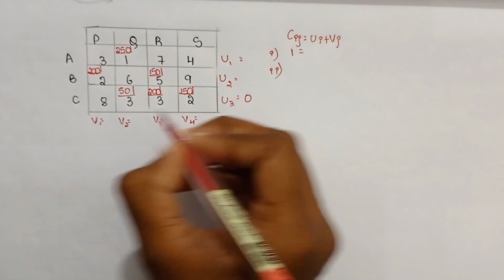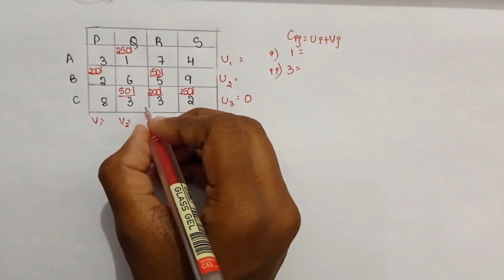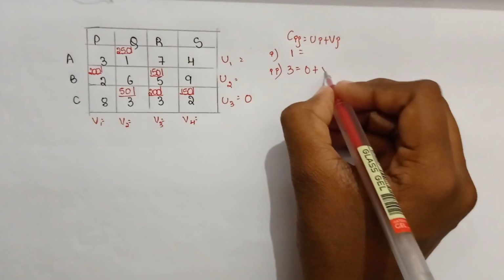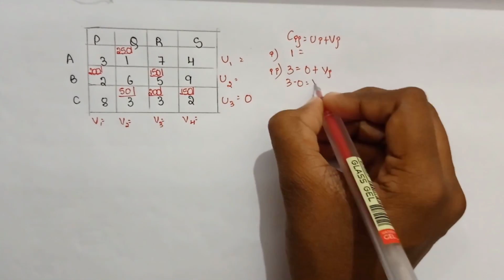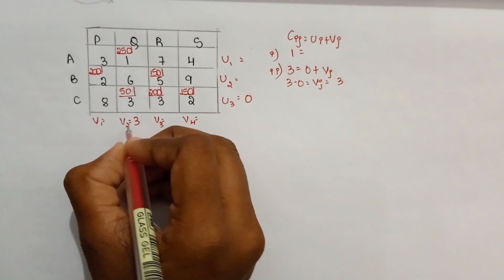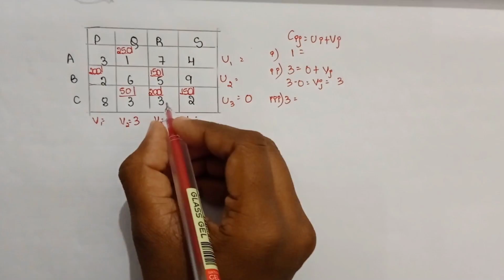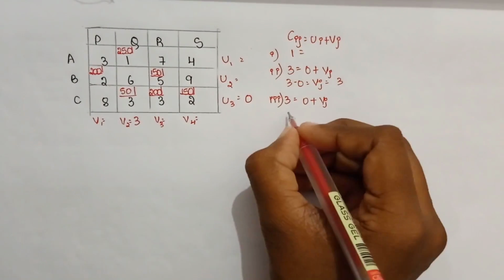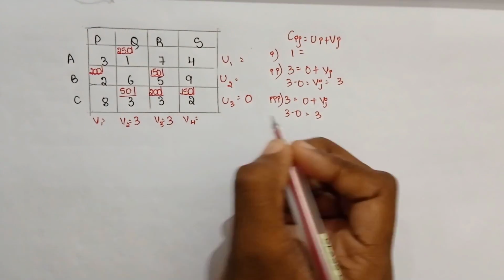In the third row, the first occupied cell is 3, so the Cij value is 3. 3 equals the u value for 3, which is 0, plus v2, which we don't know. So when I transfer this 0 here, it will become 3 minus 0, which is 3. So the value of v2 is 3. The second allotted cell is 3. The u value for this 3 is 0, and the v value we don't know. So when I transfer that 0 here, it will become 3. So this value is also 3.